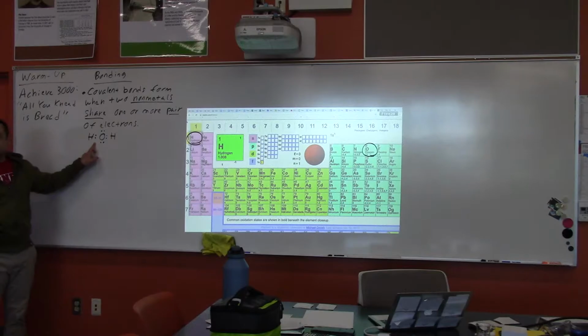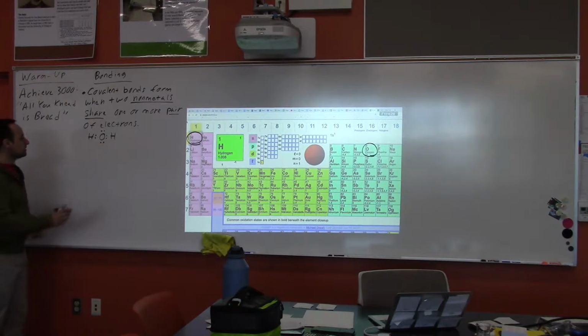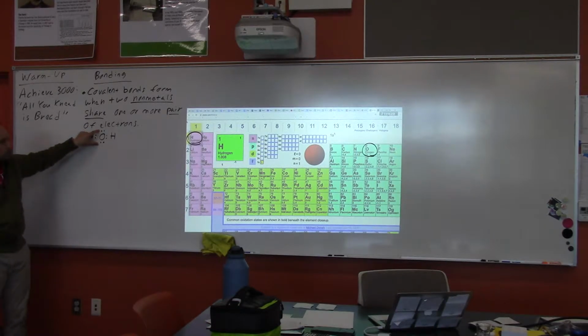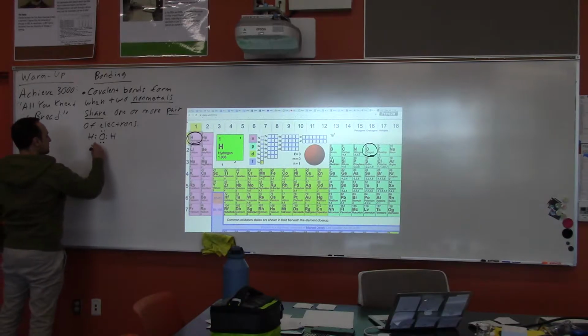Each dot represents a valence electron, and the two dots here and the two dots here represent each a covalent bond between one hydrogen and one oxygen. So this hydrogen is making one covalent bond with this oxygen that also makes a covalent bond here with this other hydrogen. Okay? So these electrons on top and bottom are called lone pair electrons. Oxygen has two lone pair, and it's also got two bonding pair that it shares with two different hydrogen atoms. Okay, so these are covalent bonds.